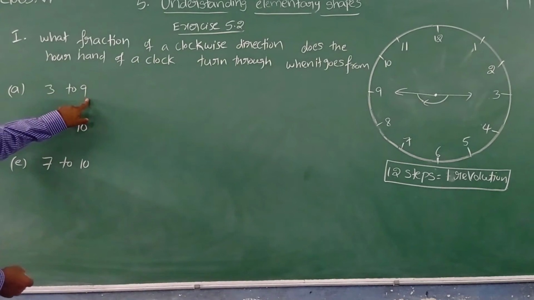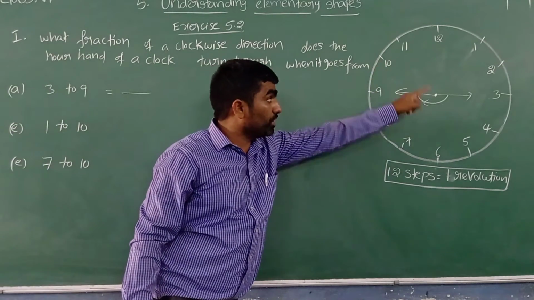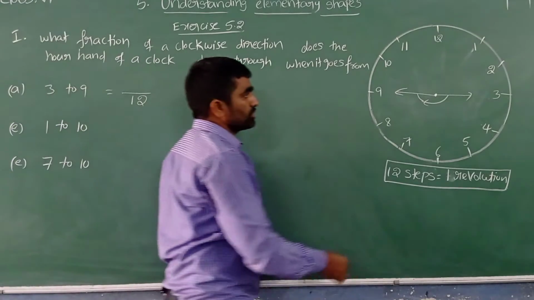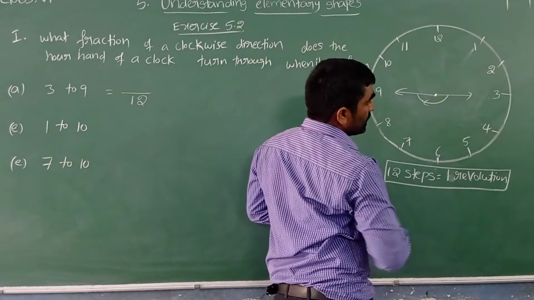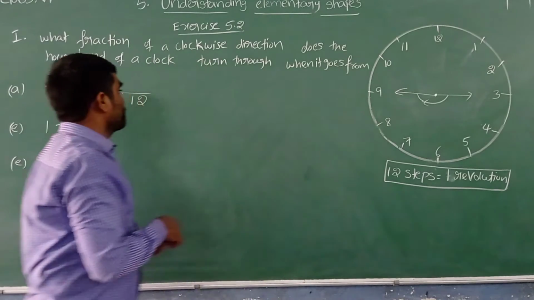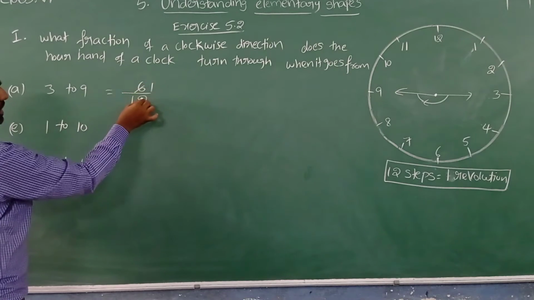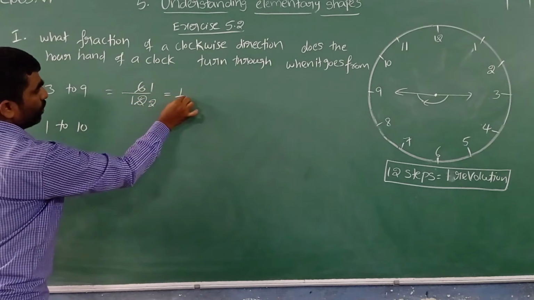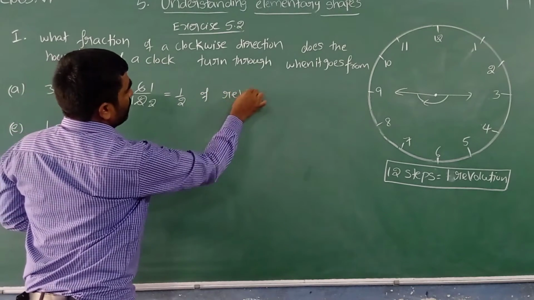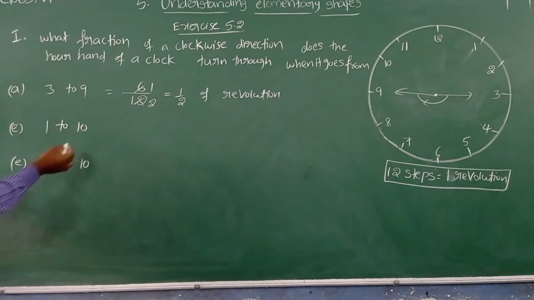So when you turn from 3 to 9, they are asking what fraction. Total, we know, is 12 steps. Out of 12 steps, when I turn from 3 to 9, how many steps am I going to cover? See, 1, 2, 3, 4, 5, 6. Out of 12 steps, we cover 6 steps. How can I simplify this? 6 1s are 6, 6 2s are 12, which is equal to 1 by 2. Yes, 1 by 2 of a revolution, half of the revolution.